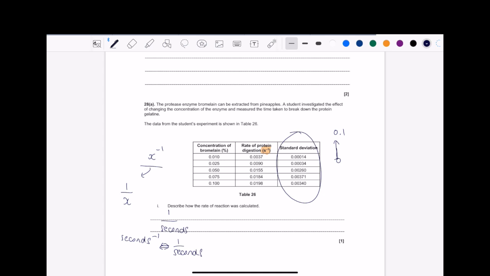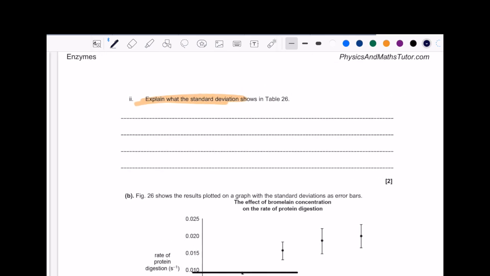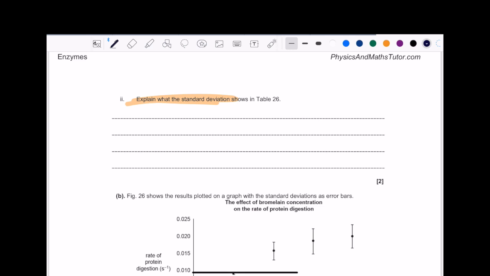Another thing I can say is there's little variation actually in the repeats, because if the standard deviation is so small and so close together, then that actually shows that the experiment has high repeatability.